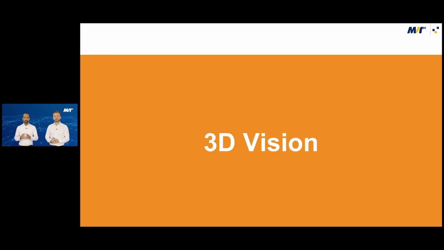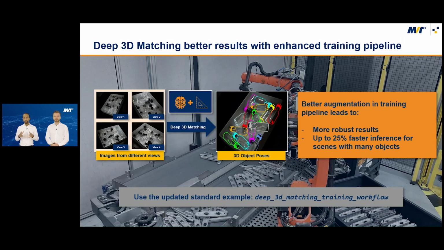Thank you. When it comes to 3D vision, yes, there are some improvements in deep 3D matching. So we have enhanced our training pipelines for our deep 3D matching. The target objects now undergo improved augmentation during the training process, which leads to more robust matching results, especially for scenes. So in our tests, we have seen that especially for scenes that contain multiple objects and you want to perform deep 3D matching on it, the inference is up to 25% faster for such scenes.